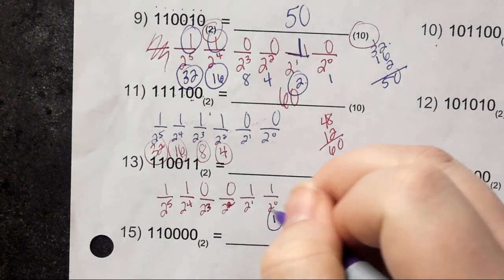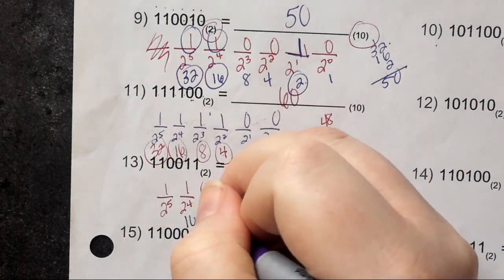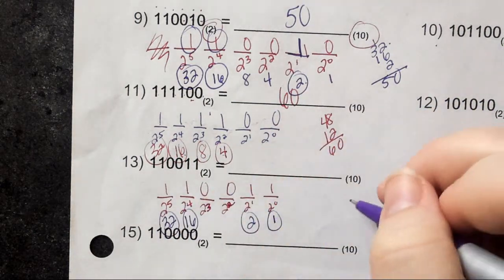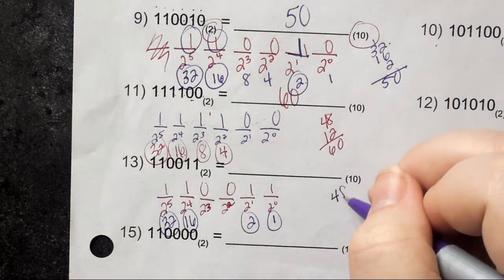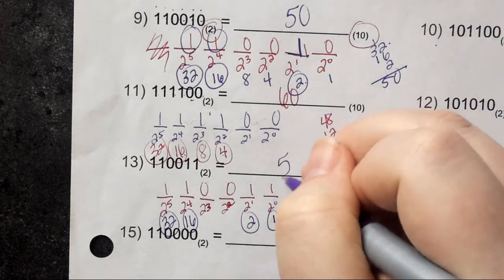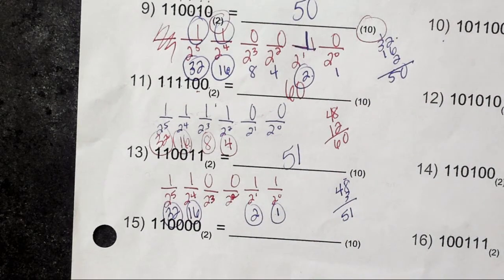2 to the 0 is 1. 2 to the 1 is 2. I don't have any of those. 2 to the 4 is 16. 2 to the 5 is 32. So I'm going to add them all together. 32 and 16, that's 48. 2 plus 1 is 3. I end up getting 51. So this number converted back to base 10 is 51.